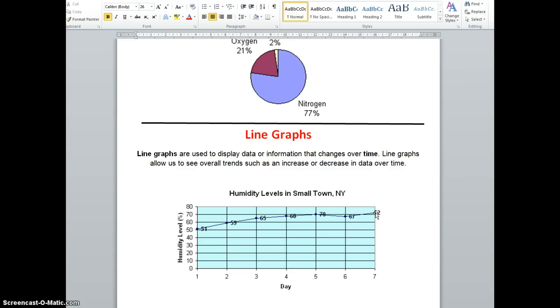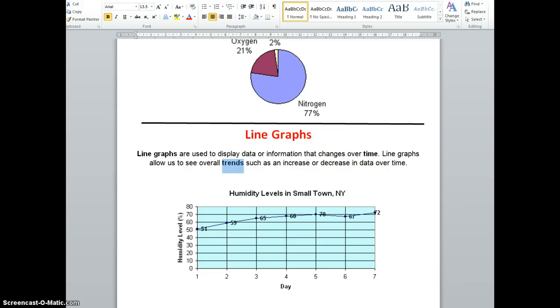Now, a line graph is great because we can make some pretty good inferences from this. The first thing that we can see is that generally the humidity is increasing. So the trend is that the humidity is increasing in this small town. Even though one day the humidity went down a little bit, the general trend is that the humidity level is increasing. So if I was going to make an inference from this line graph, I could say that the humidity level is increasing. And I can also guess that on day 8, maybe the humidity is going to be 73, maybe 74%. So that's a line graph, and we need to remember that line graphs show changes over time.